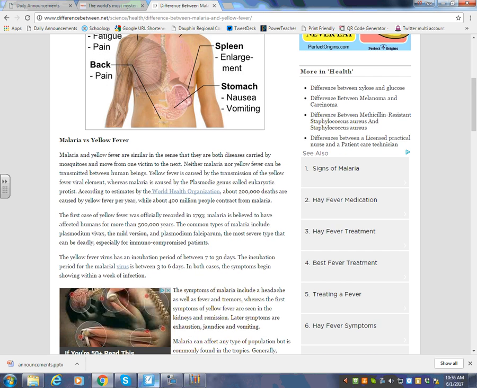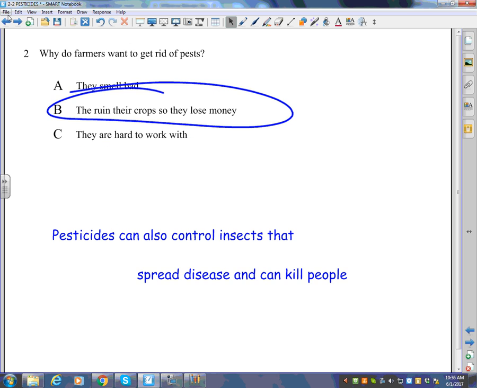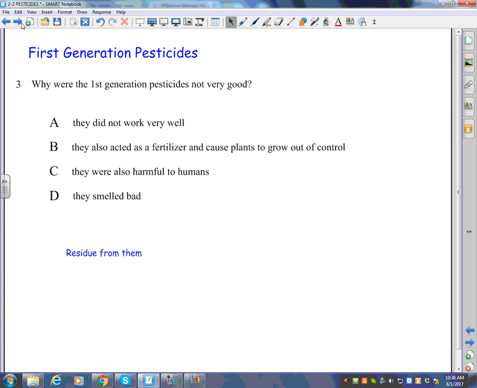So there you go. Okay, so what about these first generation pesticides? Why are the first generation pesticides not very good? You should read page 53. We already have this one too. We got this part. Oh, I forgot about that part. Yeah, right, we did.